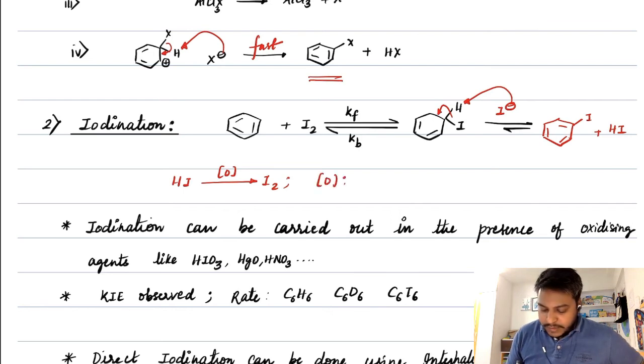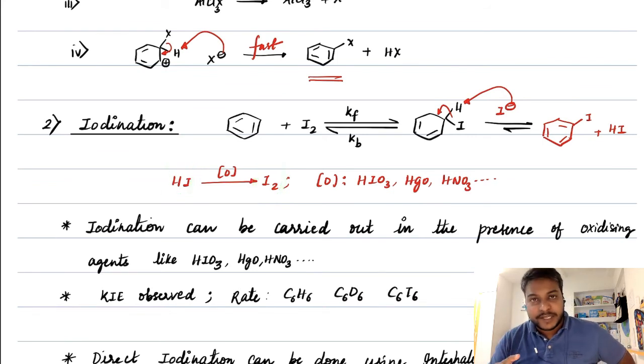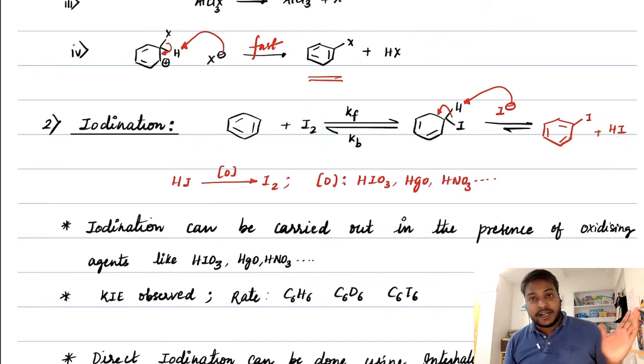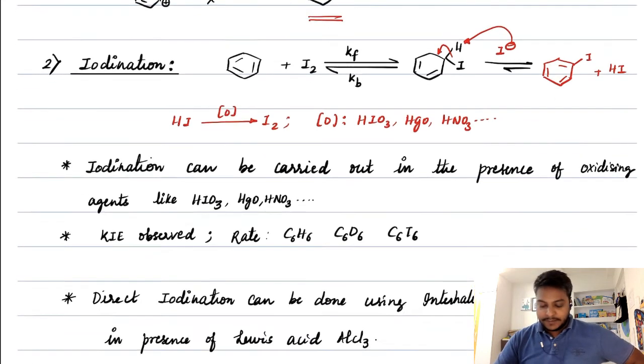So we need some oxidizing agents here. Oxidizing agents like HIO3, HgO, HNO3 would be pretty helpful for converting this HI into I2. And according to Le Chatelier's principle, if you recall, I'm removing the product here and adding the reactant here. So that is definitely a push for the reaction to happen in the forward direction. Right, students? That's how we can increase the amount of iodobenzene.